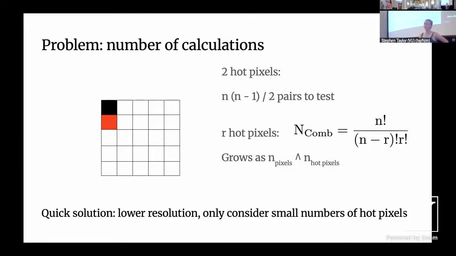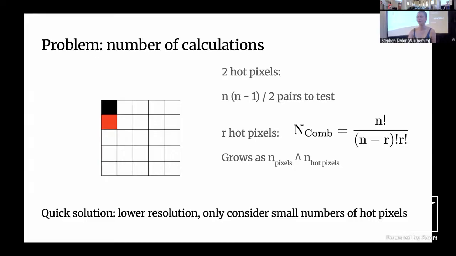The problem with this is the number of calculations involved and how fast that grows. If you go through all of the pixels and compare them against each other, doing it for 1 pixel, like 1 source, is no problem. We can do that pretty quick. But once you go up to even 2 pixels, this takes way longer. We called the pixels where we inject the sources hot pixels, and the number of combinations grows as n factorial over n minus r factorial times r, for r hot pixels. So we had to really decrease the resolution of our sky map, and we couldn't put in a lot of sources because that just added up really quickly.